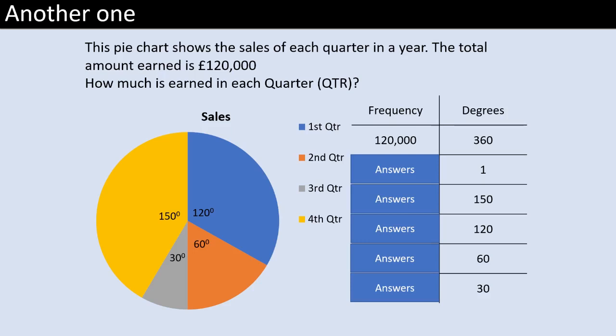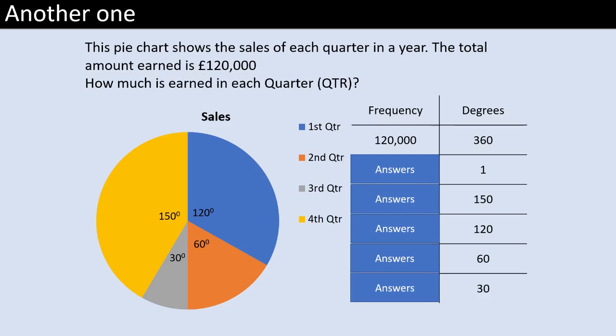What we want to know is how much is earned in each quarter. And this could be to prove or disprove a statement that someone has made. It could be in order to comment upon a separate pie chart, and then determine who sold more in a particular time. We don't know. All we know is that we need to find out how much is earned in each quarter.